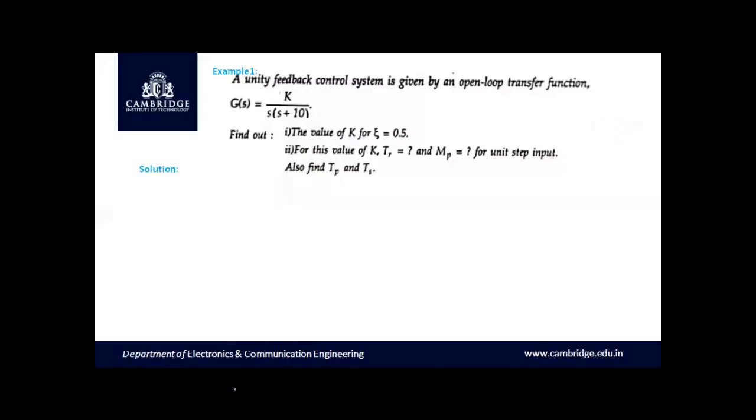Hello everyone, I welcome you all to this digital classroom for the subject control systems. Today, let us solve one example problem which has been taken from the model question paper released by VTU recently.